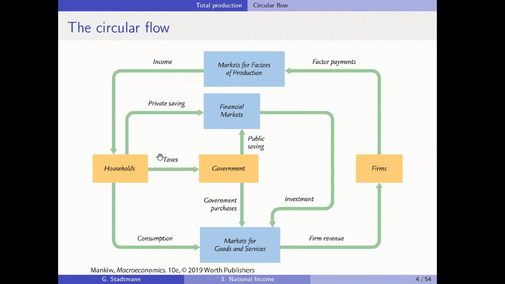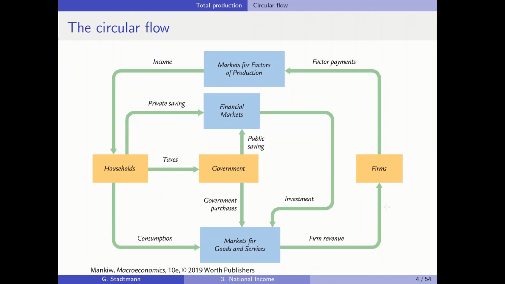The government is receiving taxes from the households. The government is also spending some money to buy police cars and weapons. Government purchases at the goods market, and the government might have a government budget deficit or a government budget surplus, and therefore is also acting at the financial markets.